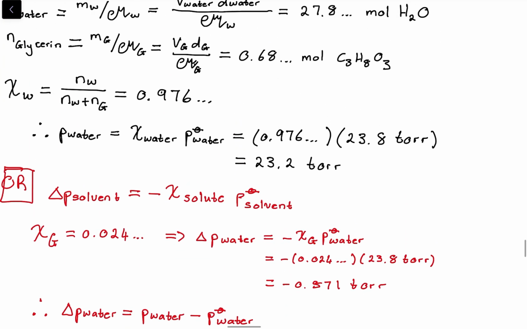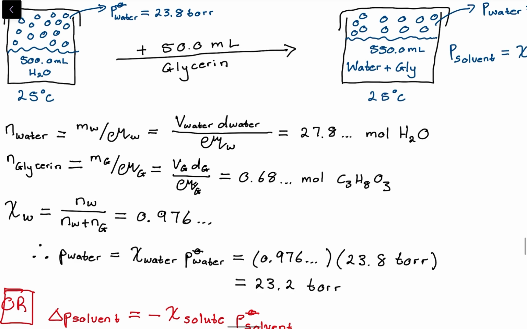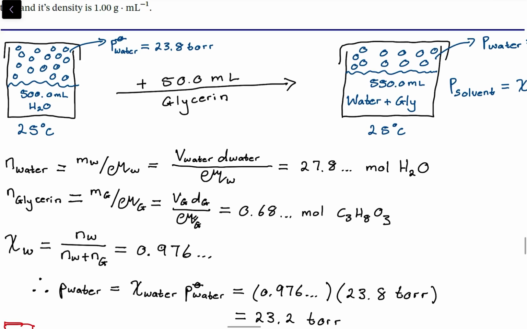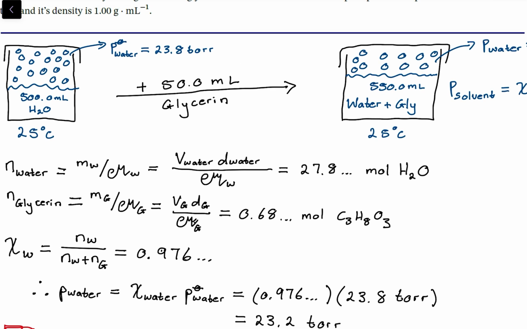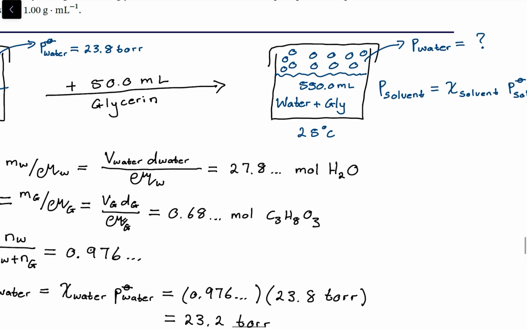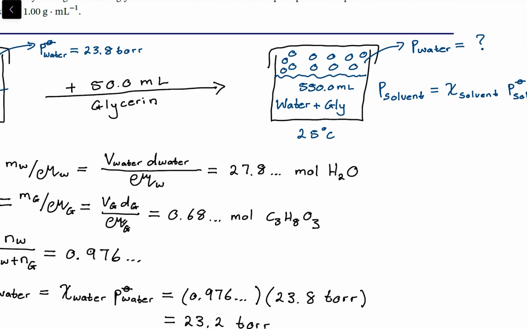So those are the two ways using Raoult's law. Basic idea: you have a vapor pressure, add something, vapor pressure reduces. By how much does it reduce? It depends on the mole fraction of the solvent after the mixing.